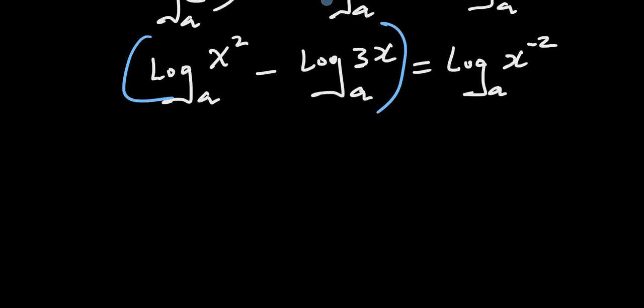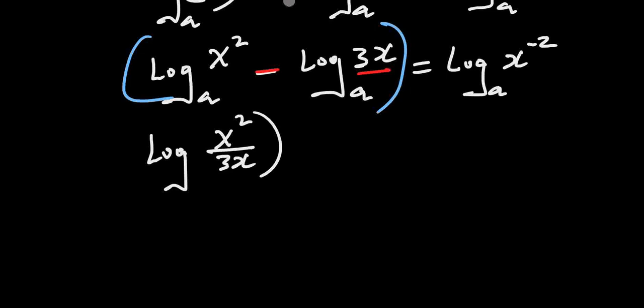So this will give us log x squared, and because we have a negative sign here, we have to divide x squared by 3x. So x squared over 3x, we can put this in parentheses to base a, and this is equal to log x to the power of negative 2 to base a.